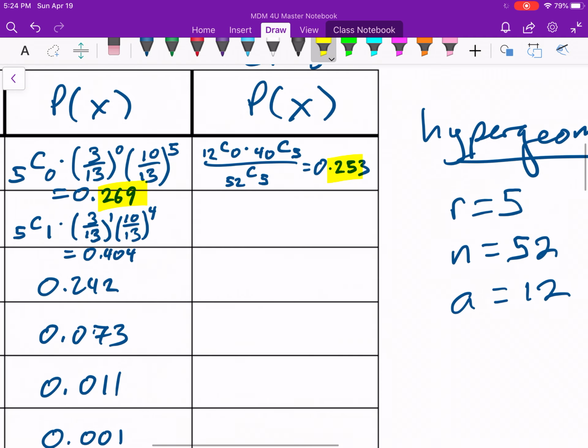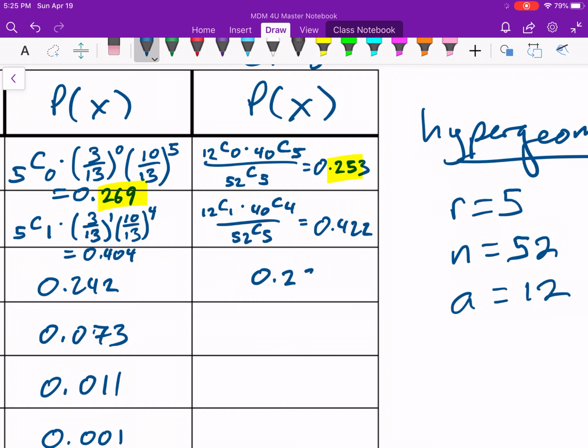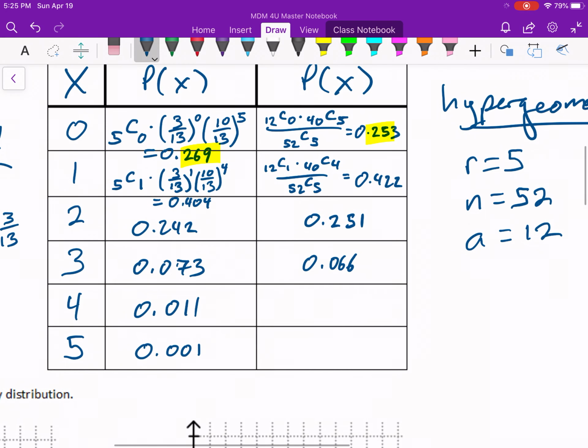And then again, just to show for one card, so I have something to compare it to, we get 12 choose 1 times 40 choose 4 over, always going to be, 52 choose 5. And for this one, it's 0.422. And then again, to fill in the rest of them, just notice how these probabilities are close in each case. Sorry, the hypergeometric are close to the binomial ones, but they're not exactly the same.